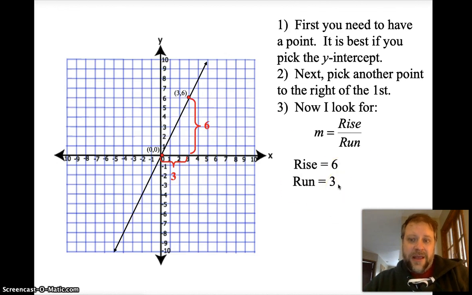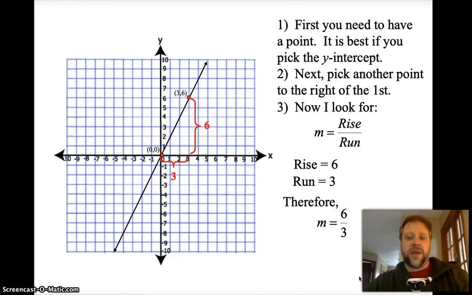My run is 3. Notice that I put the rise on top and the run on the bottom. Even though I found the run first and the rise second, I want to put the rise on top and the run on the bottom, because we're looking at the change in y, how much it goes up, over the change in x. How much does it go side to side? So I now have these 2 numbers. It goes over 3 and up 6. So I can put those in there. So m equals 6 over 3. That's the slope, 6 over 3.